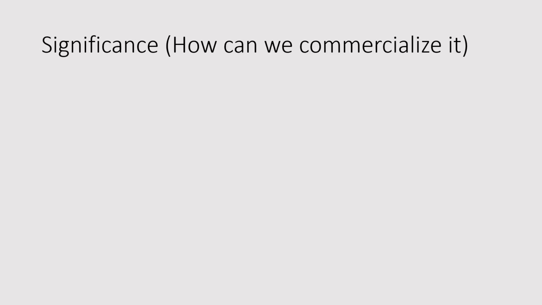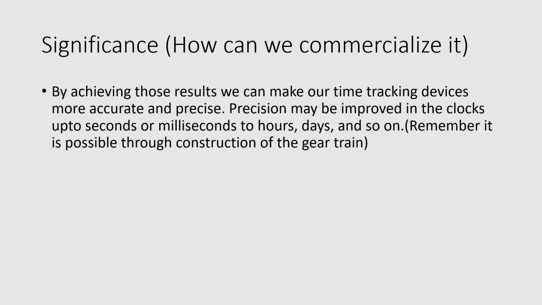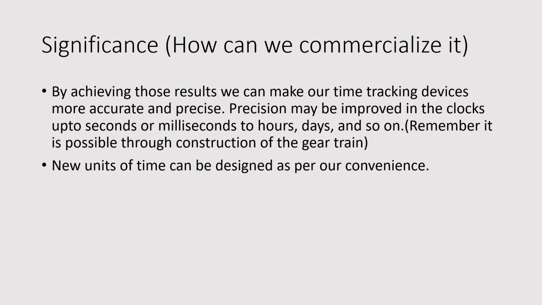Significance. How can we commercialize it? By achieving those results, we can make our time tracking devices more accurate and precise. Precision may be improved in clocks from seconds or milliseconds to hours, days, and so on. Remember, it is possible through the construction of a gear train. We have discussed this example lastly. New units of time can be designed as per our convenience.